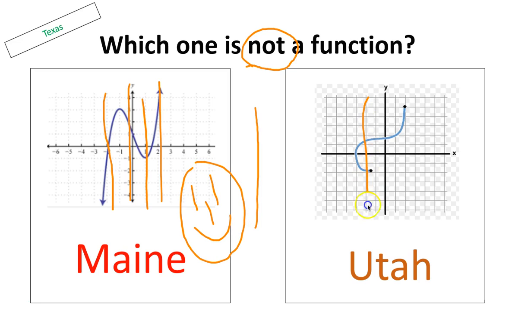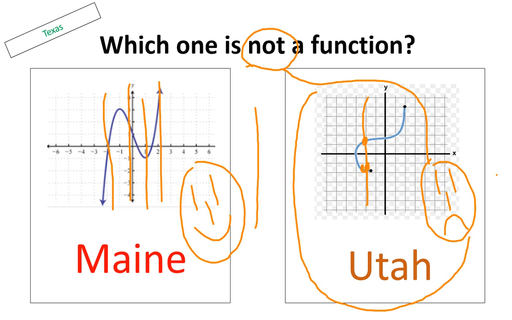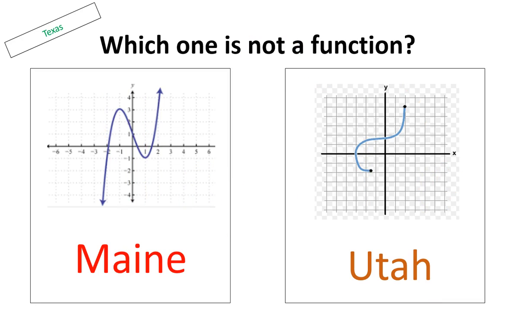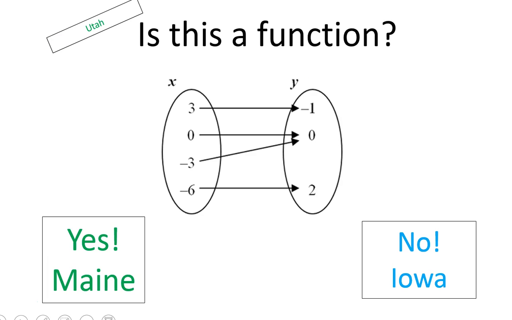I come over here, bam! Bam! Bam! Holy moly, that sucker touched twice. Therefore, that's a womp womp, no good. Therefore, he is not a function. So guess what? What state is our answer? Is Utah. So, in the scavenger hunt, we would go find Utah and do that problem.